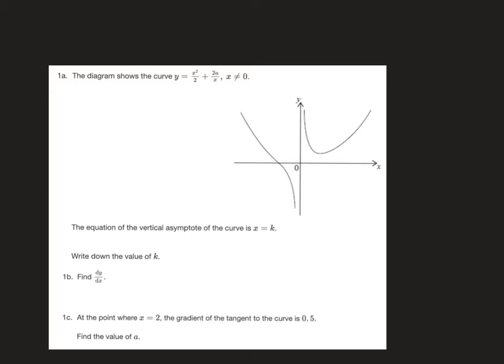Okay, here's question 1. The diagram shows this function, y = x squared over 2 plus 2a over x, where x cannot be equal to 0. It has a vertical asymptote at x equals k.